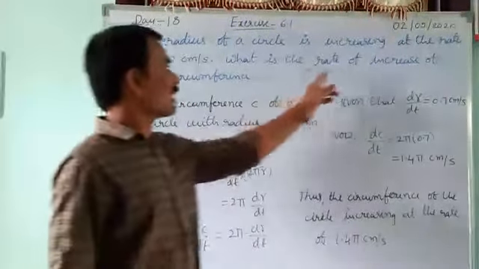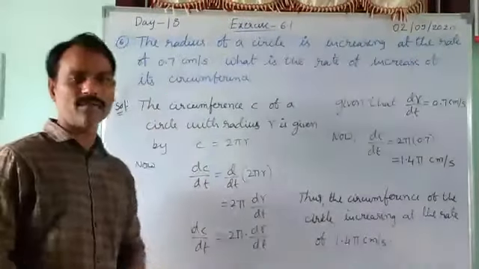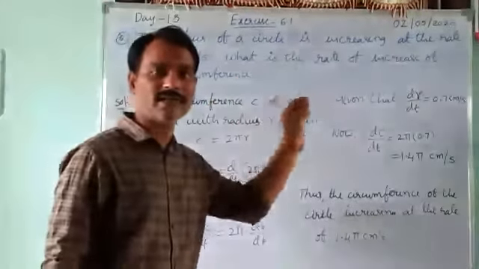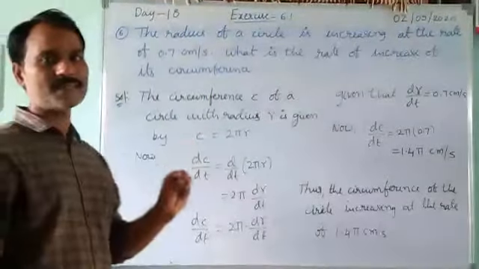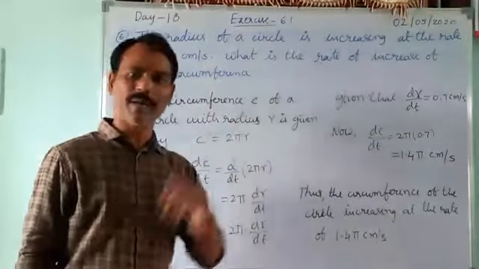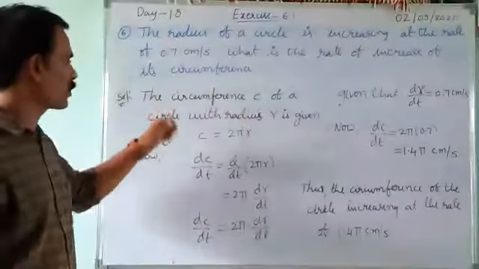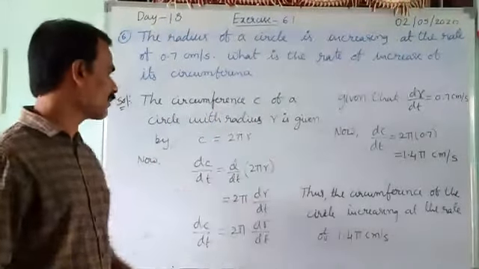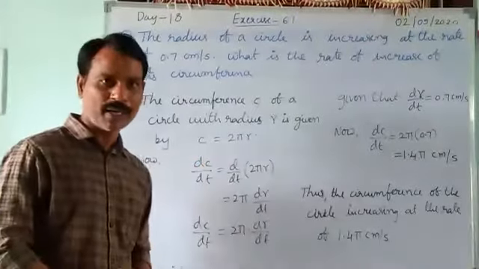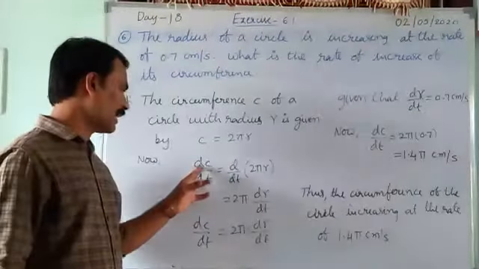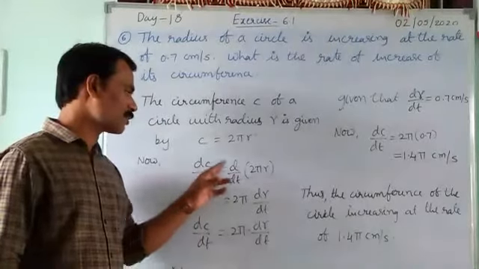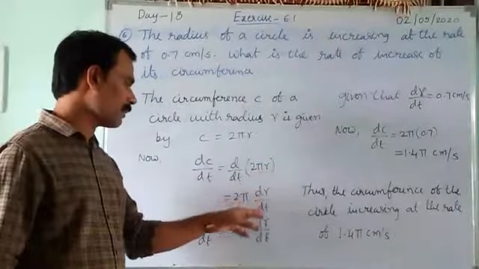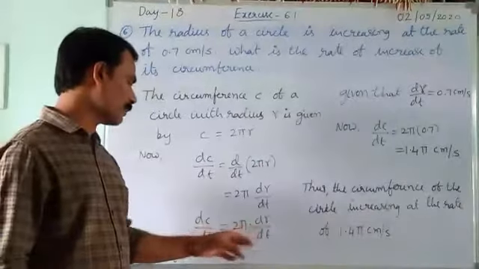What is the rate of increase of the circumference? Already he mentioned a circle, but in this problem he is asking about the circumference of a circle. Circumference of a circle formula, C is equal to 2 pi r. Now we are going to solve this problem. The circumference C of a circle with radius r is given by C is equal to 2 pi r. Then dc by dt, that means d by dt of C is equal to d by dt of 2 pi r. 2 pi into r differentiated, that is dr by dt will come. 2 pi into dr by dt.